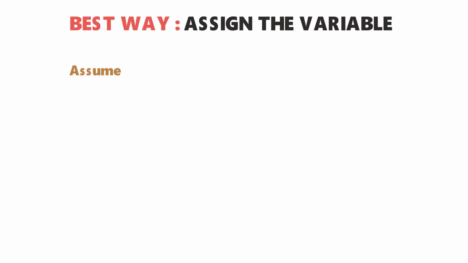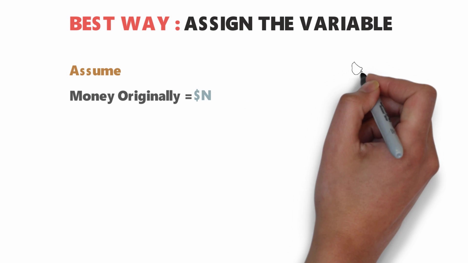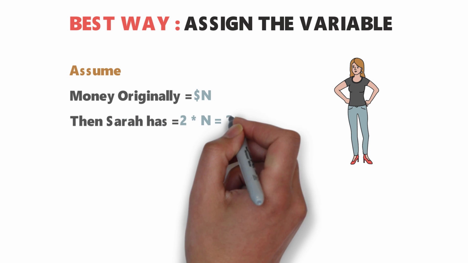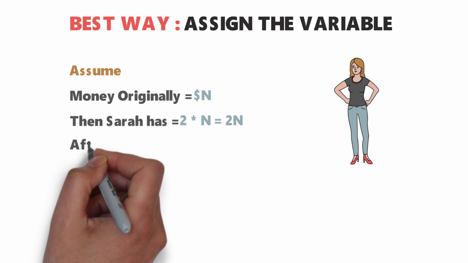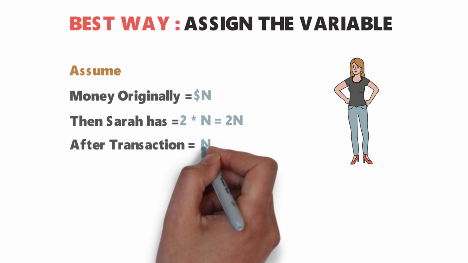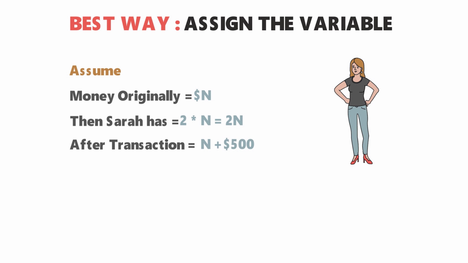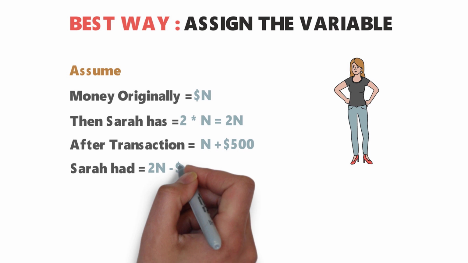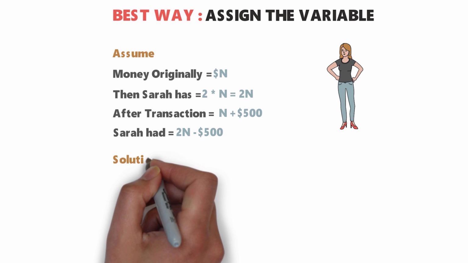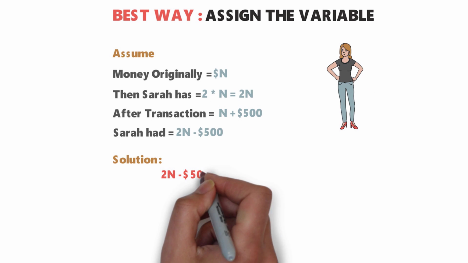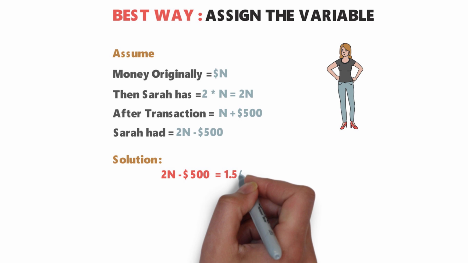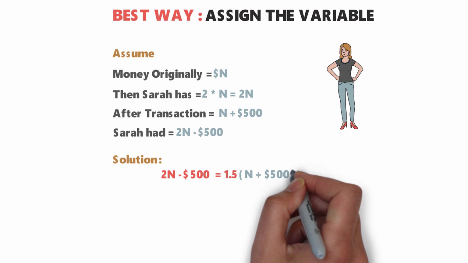If we assume that Nicole had originally N dollars, then Sarah will have twice as much, meaning 2 multiplied by N, or 2N. That means that after the transaction, when Nicole received additional money from Sarah, Nicole had N plus $500 and Sarah had 2N minus $500. Based on this information, we can build an expression. 2N minus $500 equals 1.5 multiplied in parentheses N plus $500.